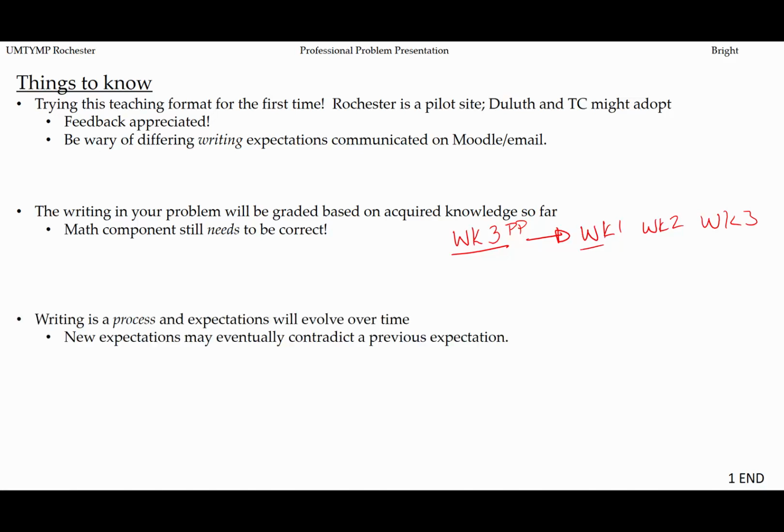Okay. Lastly, I want to remind everybody that writing is a process. Okay, it's not going to be crystal clear right at the beginning. Expectations are going to evolve. We might say something in week 3, right? So we might have an expectation here that is in contradiction of an expectation we set in week 1. Okay, but if that is the case, what I want you to do is go with the most recent material, because we're learning over time and we're adapting our habits.